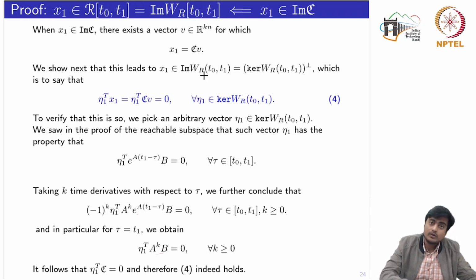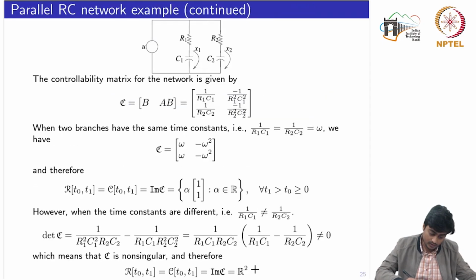belongs to the image of WR. Okay, this is what we want to prove, that eta 1 transpose C V is equal to 0, and in this equation we already have eta 1 transpose C equal to 0. So although we have the non-zero vector V, this equation is always satisfied. For V equal to 0, it would definitely satisfy, right? But for non-zero V, it will also satisfy, and this is the complete proof. Okay, so this completes the overall proof of the equation.